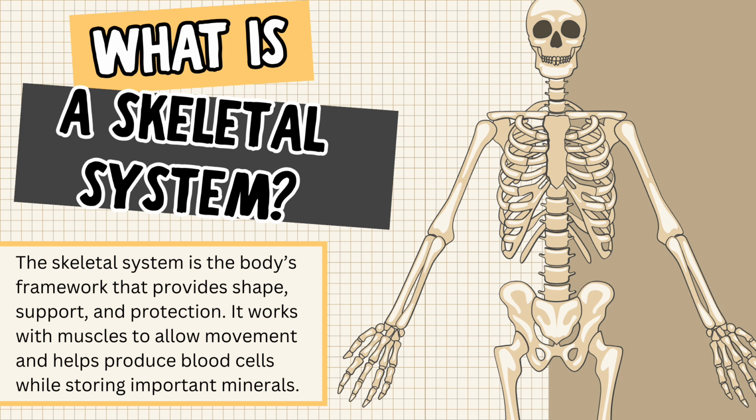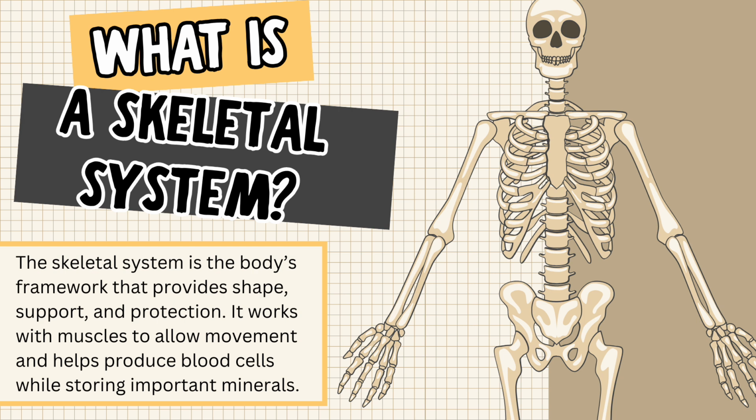It also protects important organs like the brain, heart, and lungs and works with our muscles to help us move. So it is made up of 206 bones in an adult human body, along with cartilage, ligaments, and joints that connect the bones together. The skeletal system protects important organs such as the brain, which is protected by the skull, and the heart and lungs, which are protected by the rib cage.